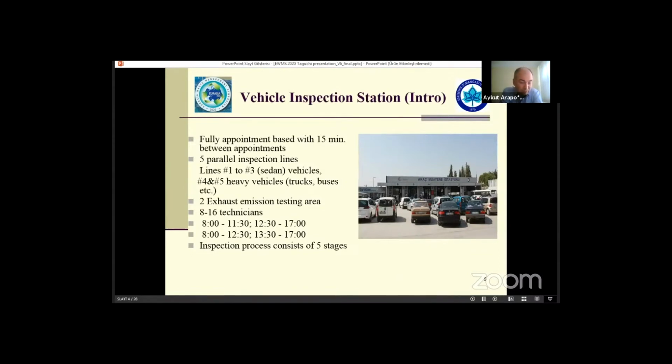The number of technicians changes from time to time, from 8 to 16, depending on the latest regulations imposed by the government, which say that short working times are allowed. These are the times of works or shifts, and the inspection process itself consists of 5 stages.